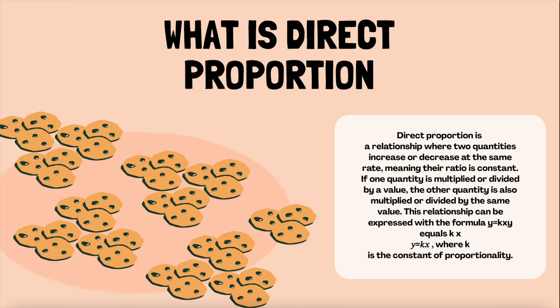The equation for direct proportion is y equals kx, where k is the constant of proportionality. For example, if k equals 3 and x doubles from 2 to 4, then y also doubles from 6 to 12.